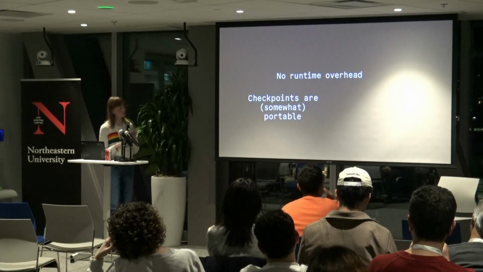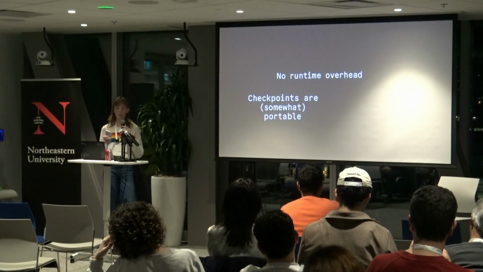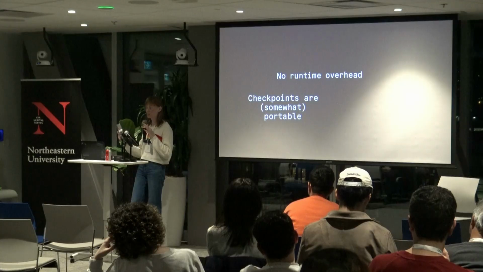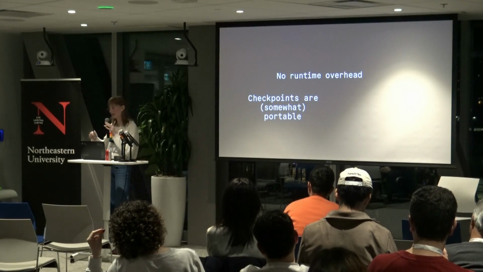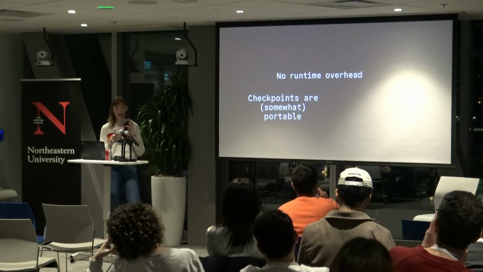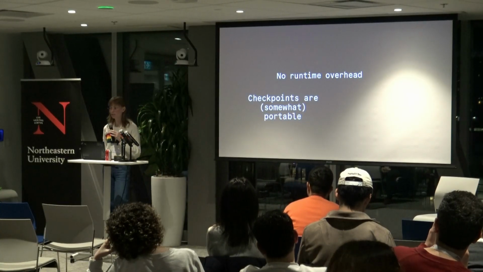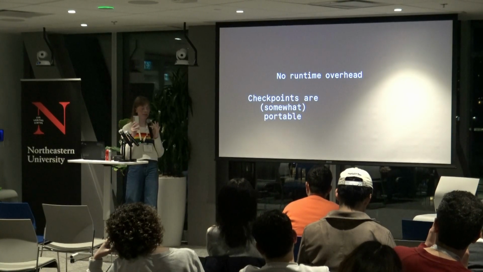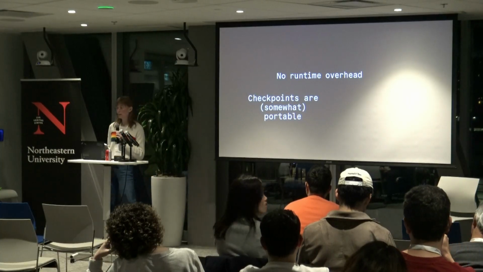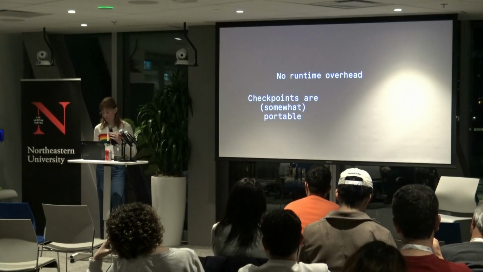CRIU also has checkpoints that are somewhat portable. As long as you are within roughly the same CPU family, you can't use this to migrate from x86 to ARM, for example. But you can use it to migrate from a 5th generation Intel CPU to a 7th generation Intel CPU, and sometimes AMD to Intel. It depends on what you're doing exactly, as long as the instructions are there, of course.